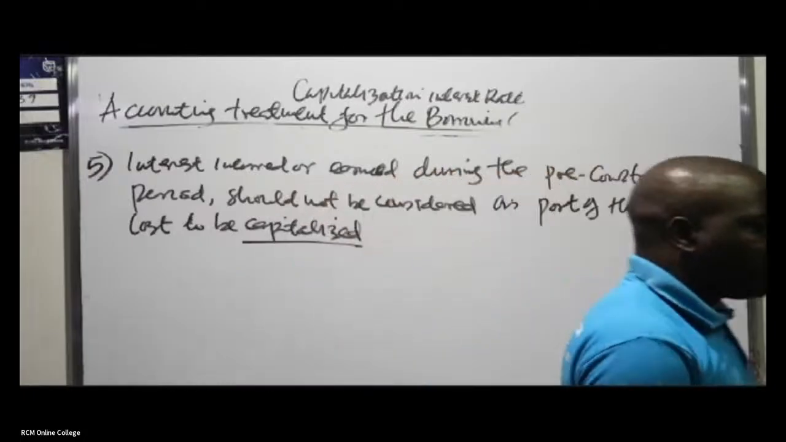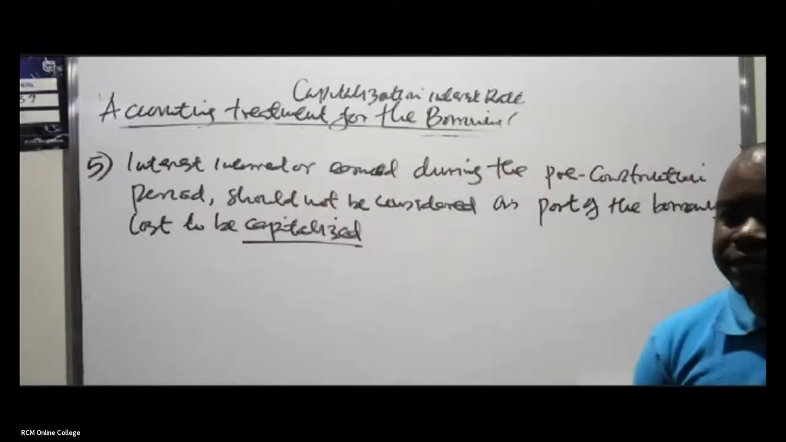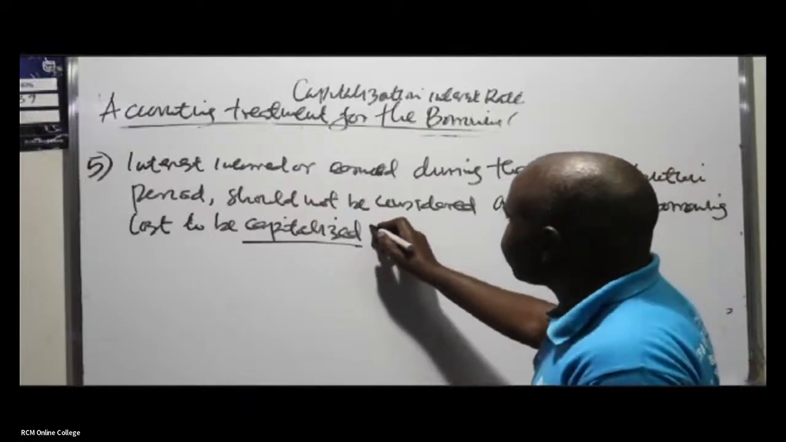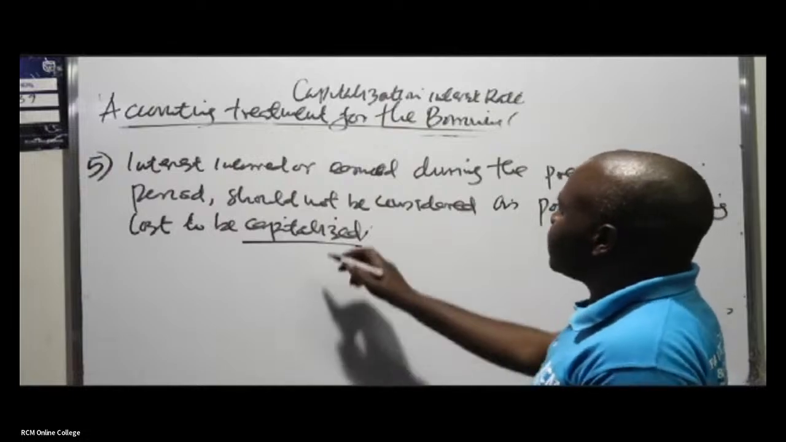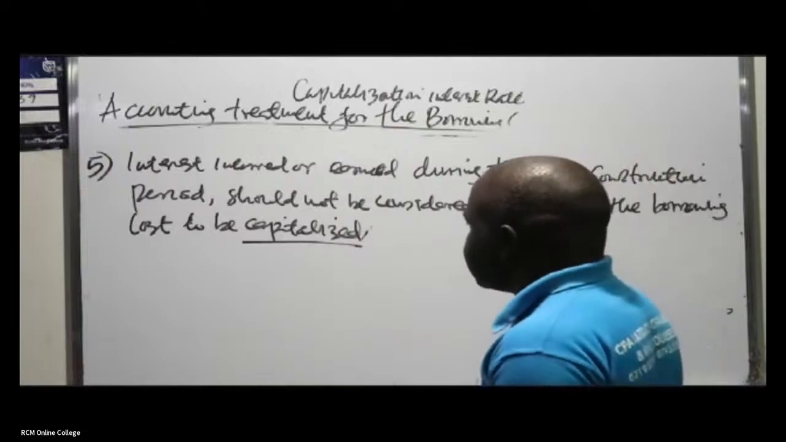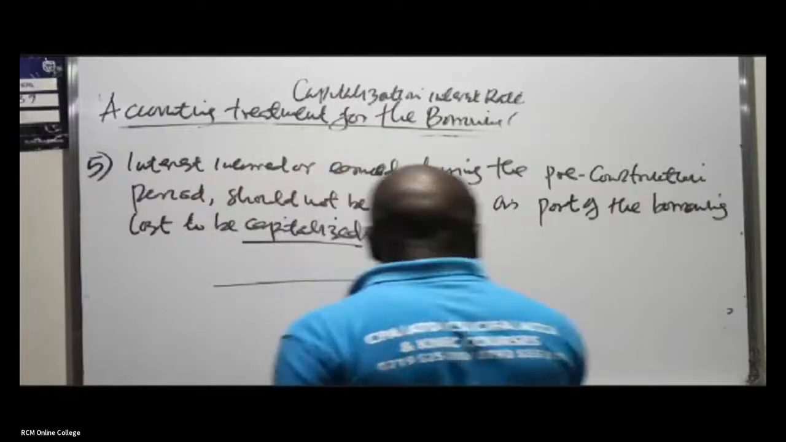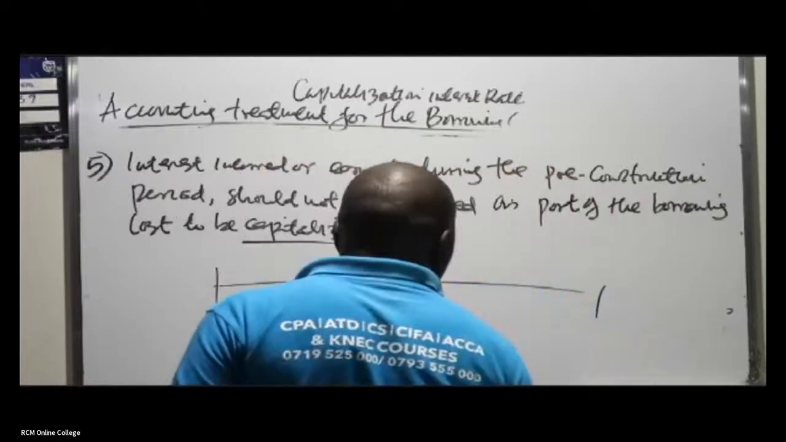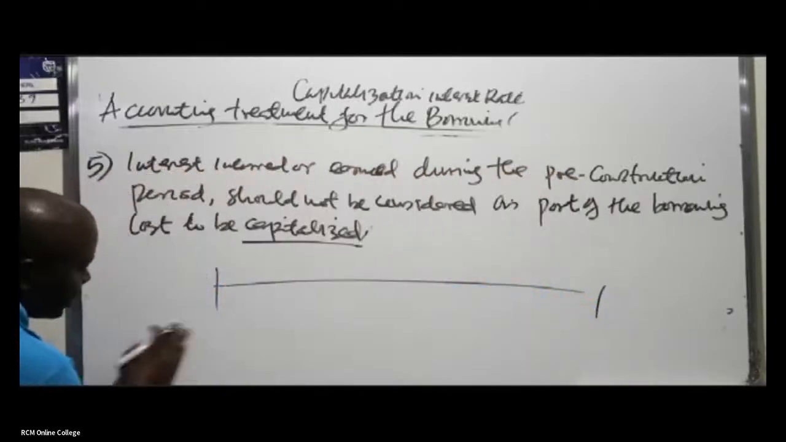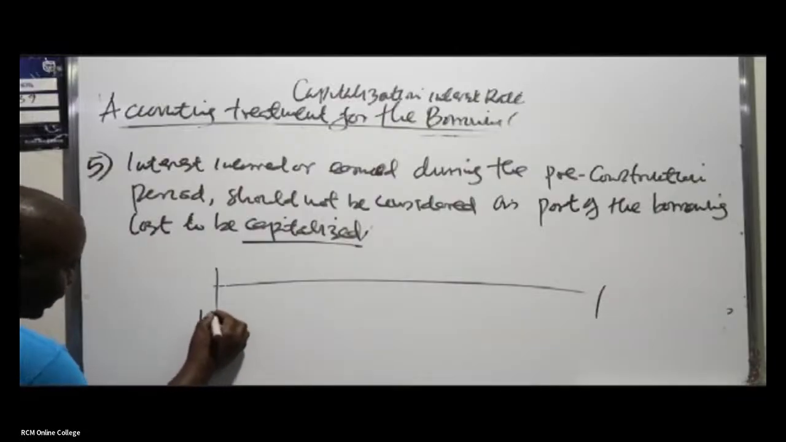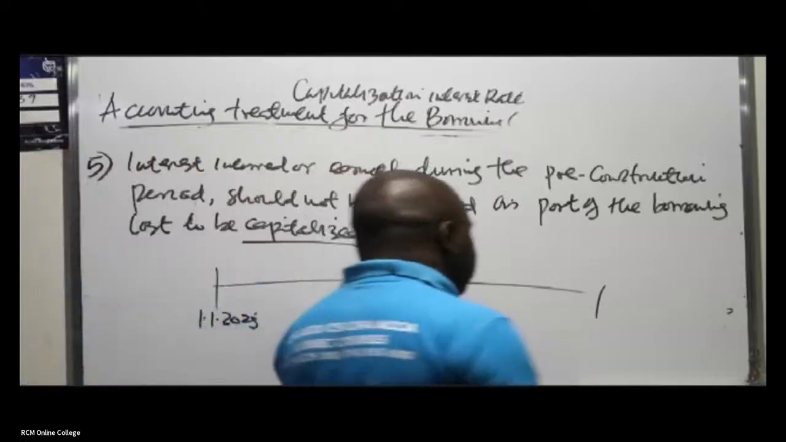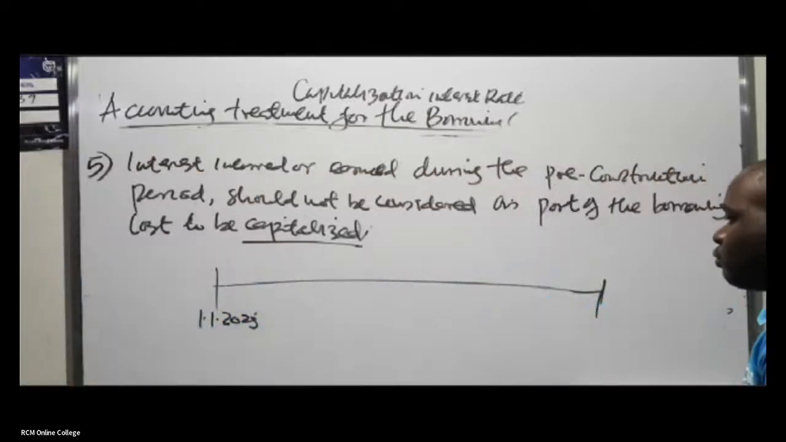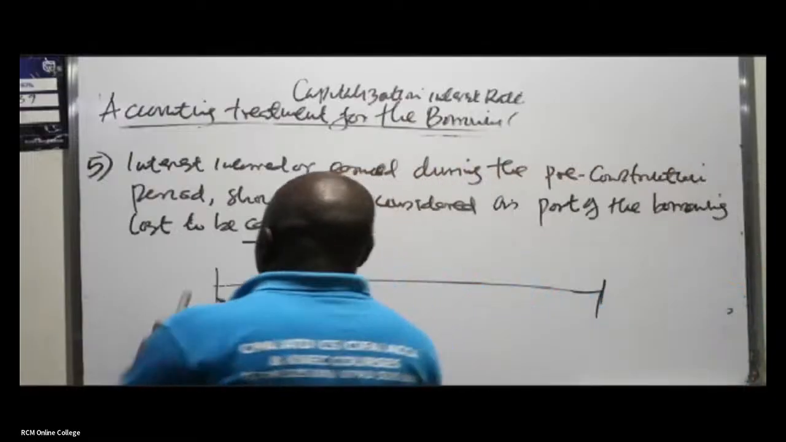When I say capitalized, they shouldn't actually be included as part of the cost of the asset. In short, you might have borrowed the amount around January start, like 1st of January 2025, the year of wonders. You borrow the amount here, 20 million.